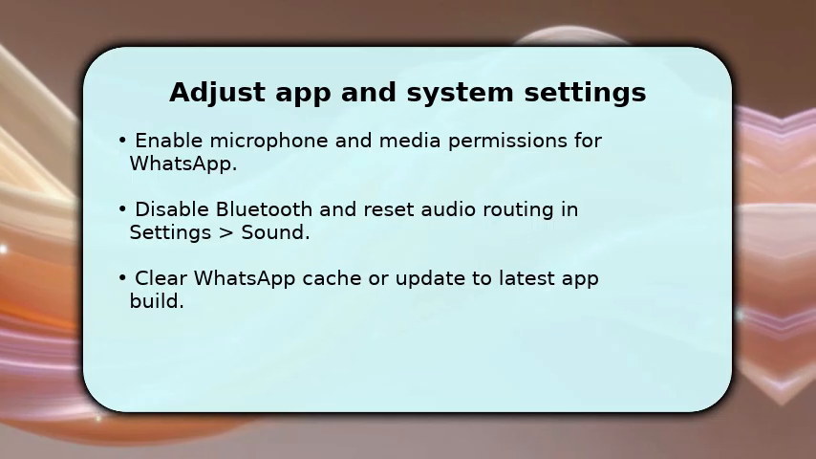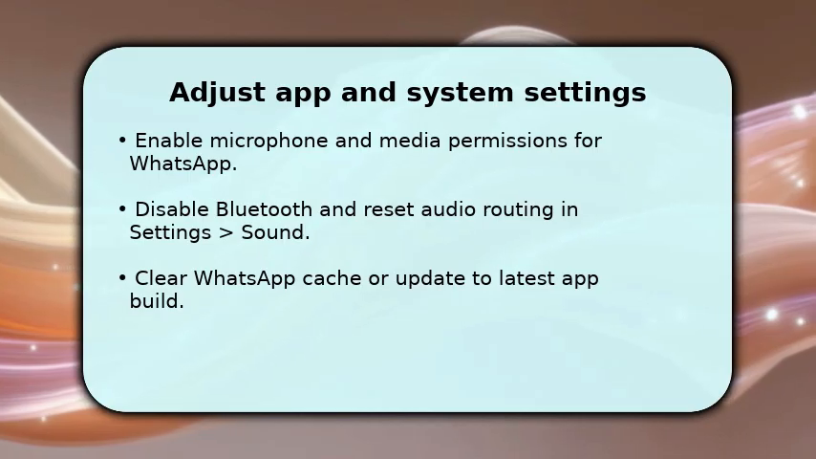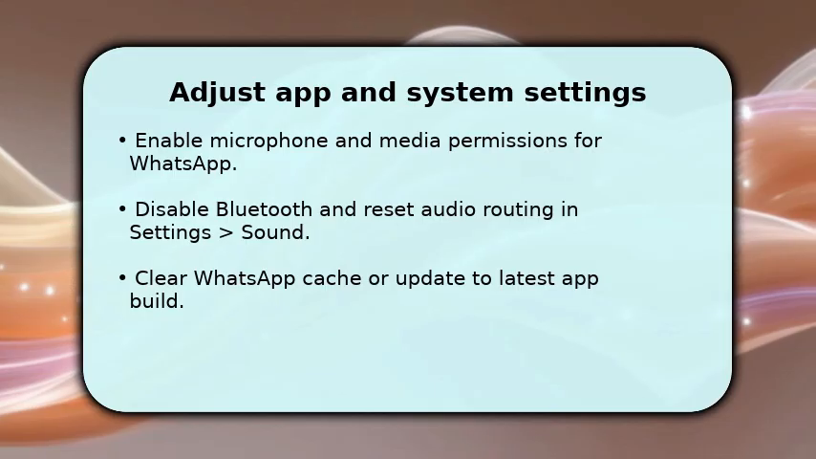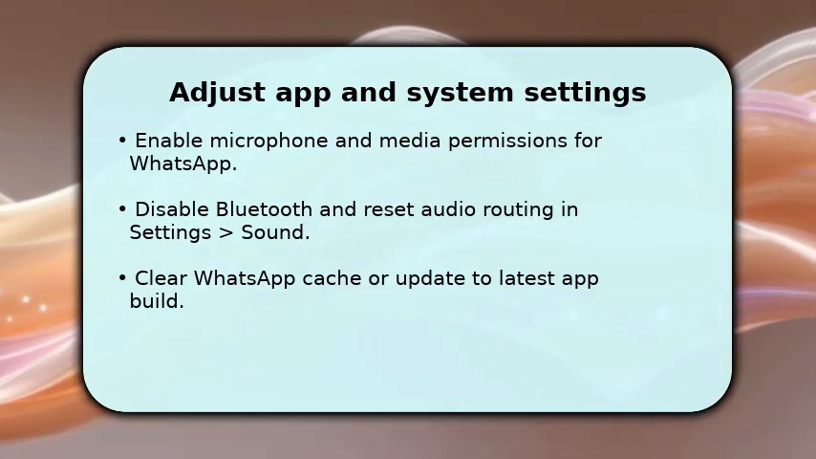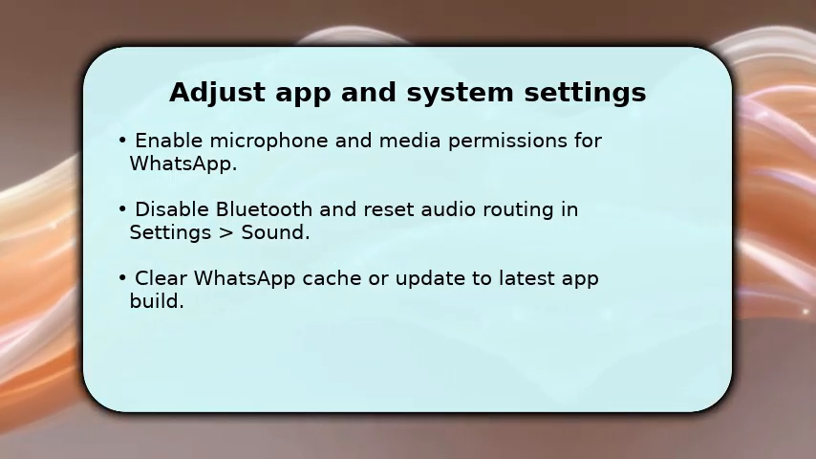Turn off Bluetooth to prevent accidental routing to another device, and in sound settings reset default audio output to the phone speaker. If problems persist, clear WhatsApp cache or update the app to ensure you're not running a buggy build. These actions fix permission, routing, and software layer volume caps.